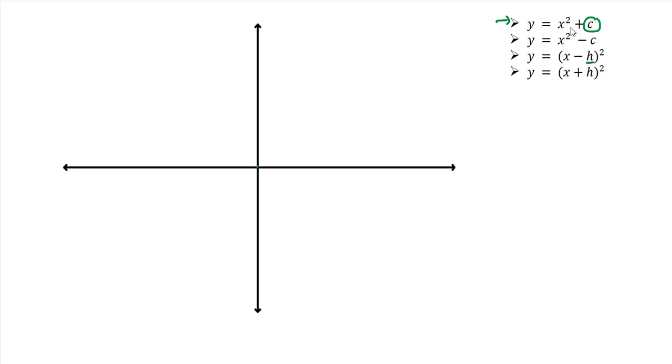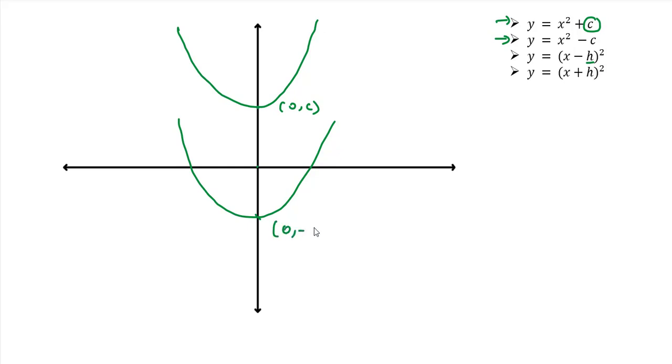So for the first equation, y equal to x square plus c, it will look like this. Your vertex has been shifted c units upwards. So the coordinate of this point will be 0, c. For the second equation, y equal to x square minus c, your vertex will, instead of going c units upward, go c units downward. So your graph will look like this. So the coordinate of this point will be 0, minus c.